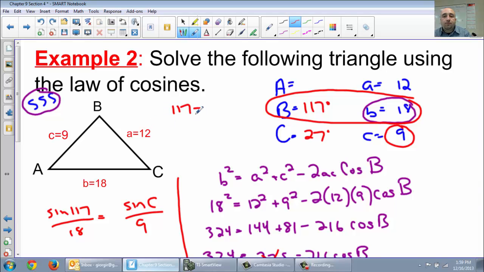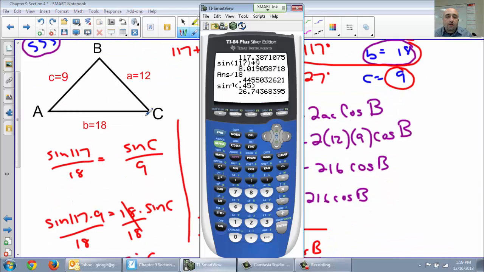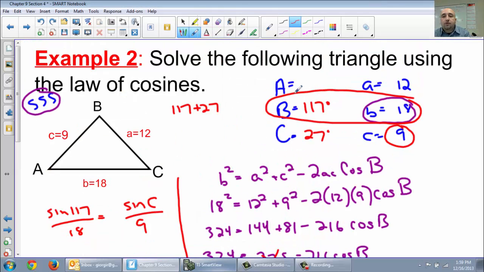Let's do 117 plus 27. And I'm going to subtract 180 minus 144. And that should give me my last angle, which is 36. So 36 degrees. Okay, so there's the law of cosines.